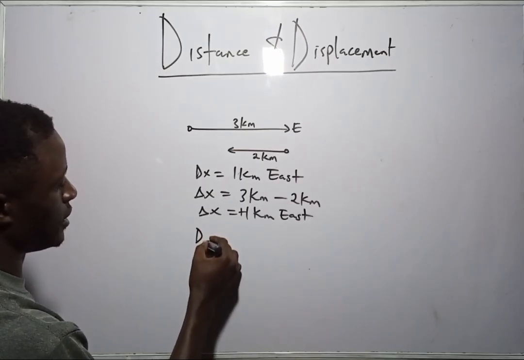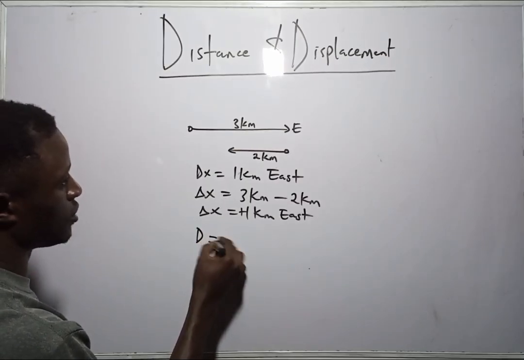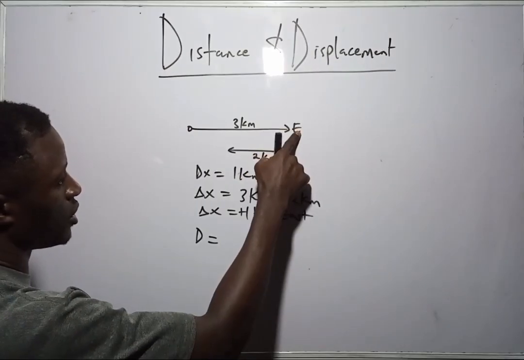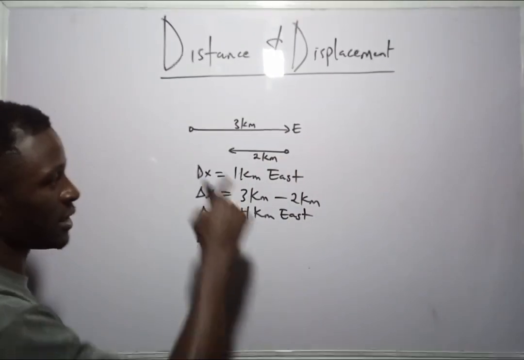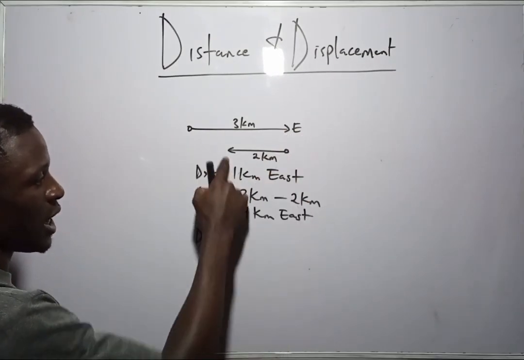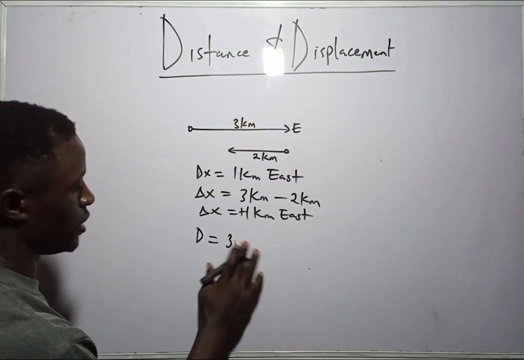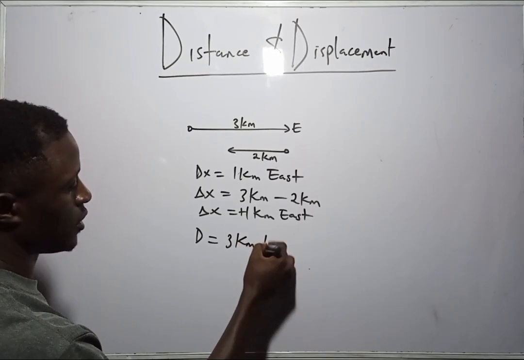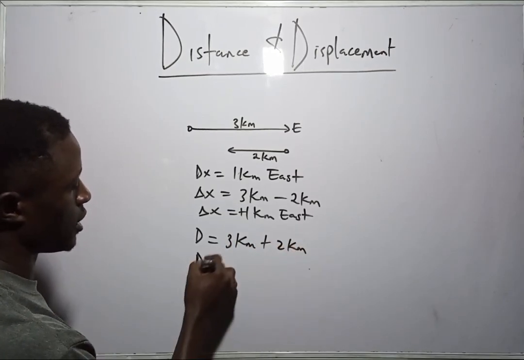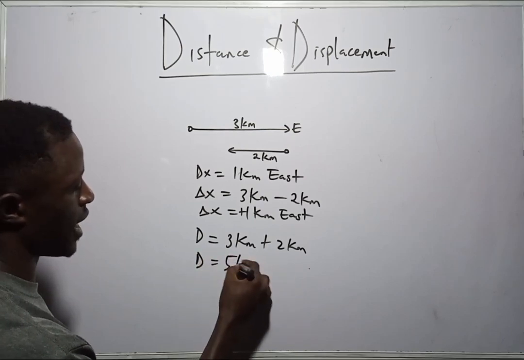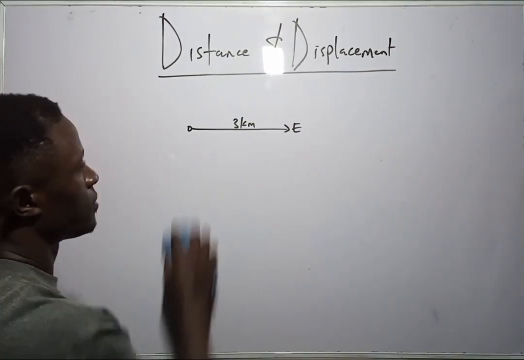Now, what about the distance? The distance is going to be the forward motion. It took him 3 kilometers. That's 3 kilometers forward motion and 2 kilometers backward motion. My distance is now going to be 3 kilometers plus 2 kilometers. Distance, therefore, is going to be 5 kilometers.